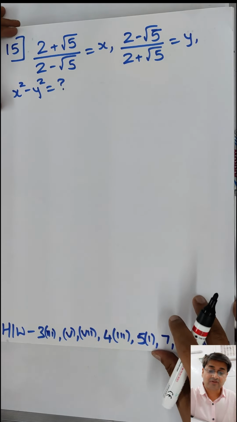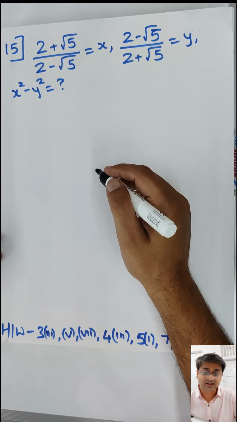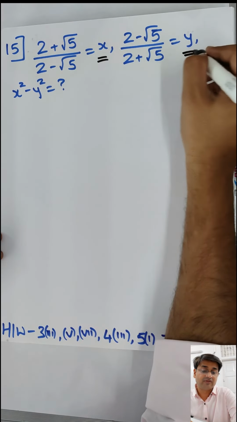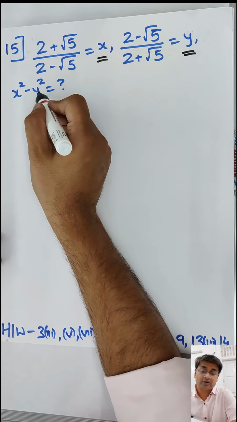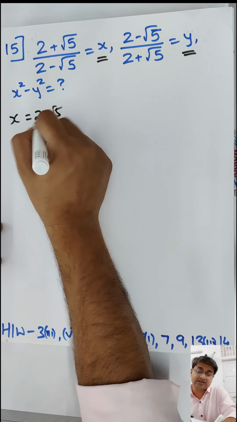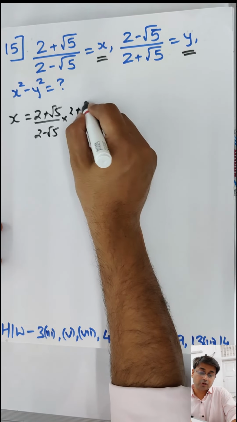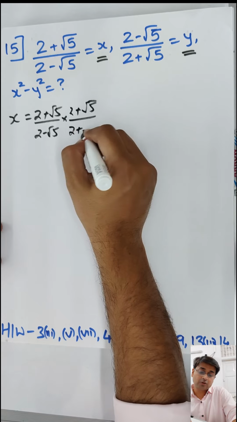Moving to the last question, 15th. Can you stop now and try on your own? One sum at least. Okay. So x and y is given. You need to find x square, y square, and then subtract. So first thing I would always suggest, rationalize the denominator and then square it. Don't square first. Okay. So 2 plus root 5, 2 plus root 5.